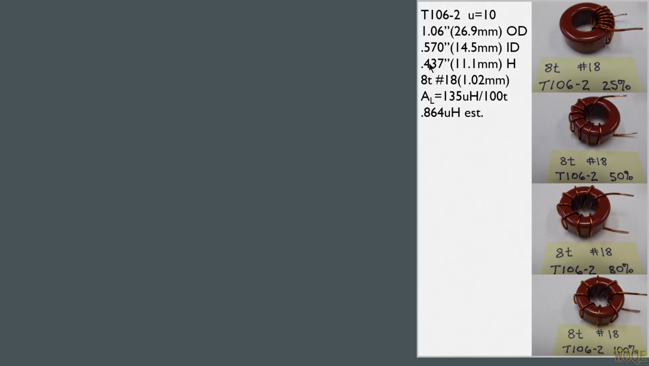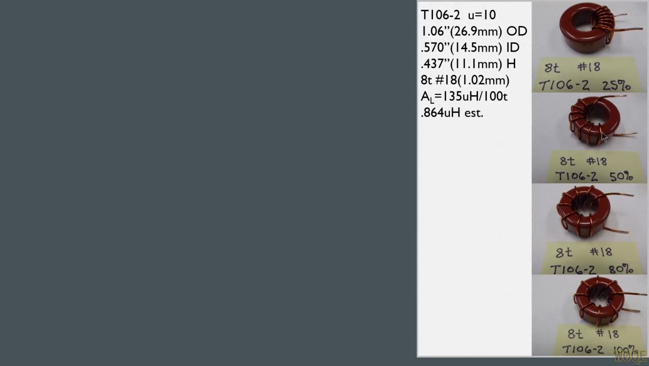are the dimensions of the core. And I want 8 turns of number 18 wire on it. Number 18 wire is 1.02 millimeters in diameter. And according to the formulas for the core from the data sheets, 0.864 microhenries was the estimated inductance. And I wanted the core like this to start with, using about 80% of the core.